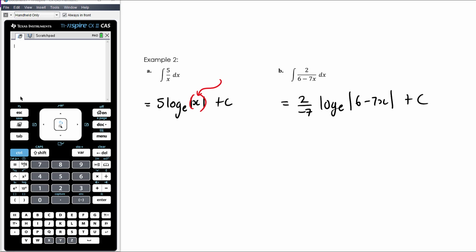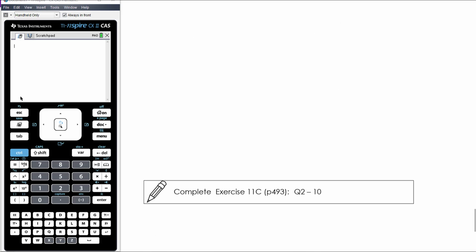As I said, I'm pretty confident that VCAA is making sure that that happens, but I just don't want the absolute values to freak you out when you see them on your CAS. Okay, so the work today is from exercise 11C.